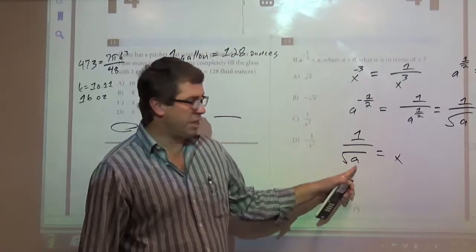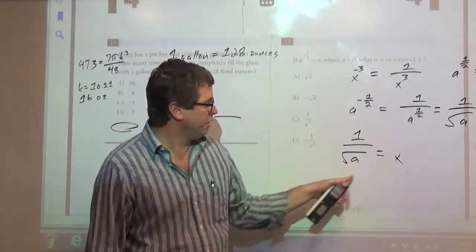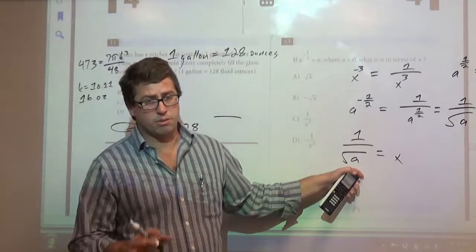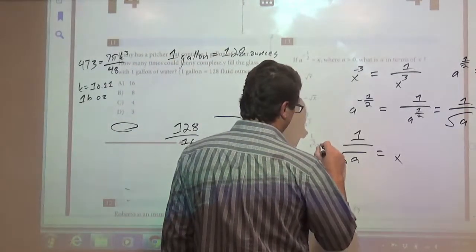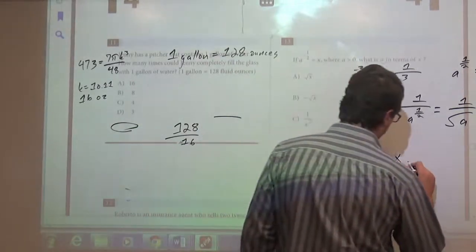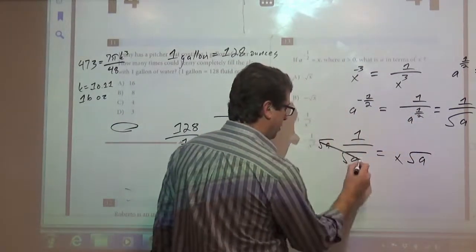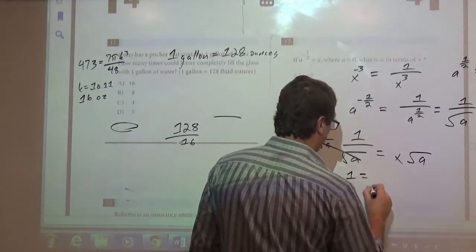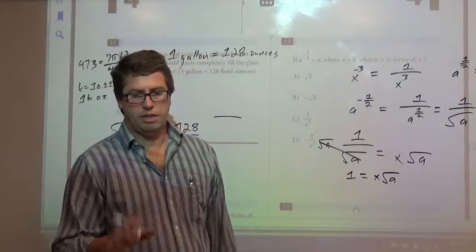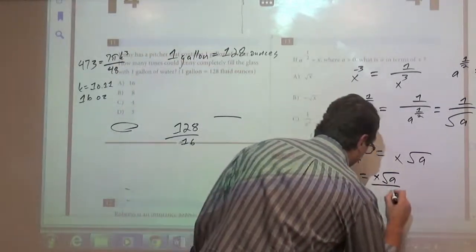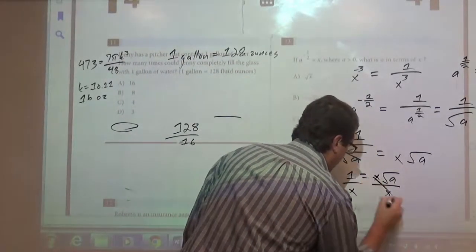I need to get A by itself. So I need to undo all this junk that's happening. I have an ugly fraction, so the first thing I need to do is get rid of my ugly fraction. So I'll multiply by square root of A and square root of A. These cancel. 1 equals x square root A. Now I need to divide by x. Those cancel.